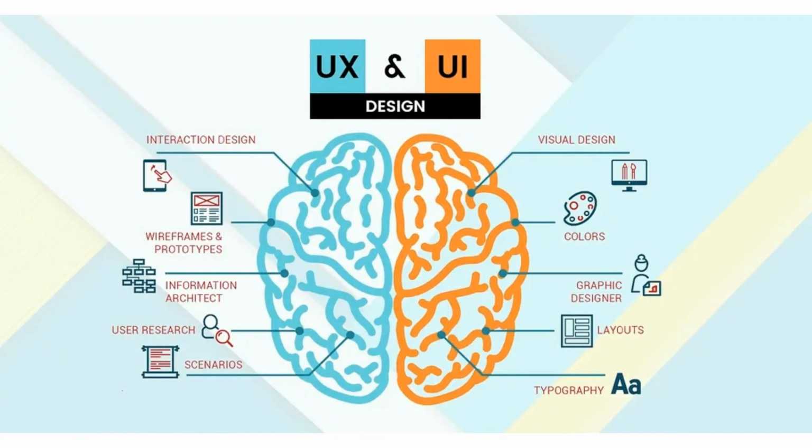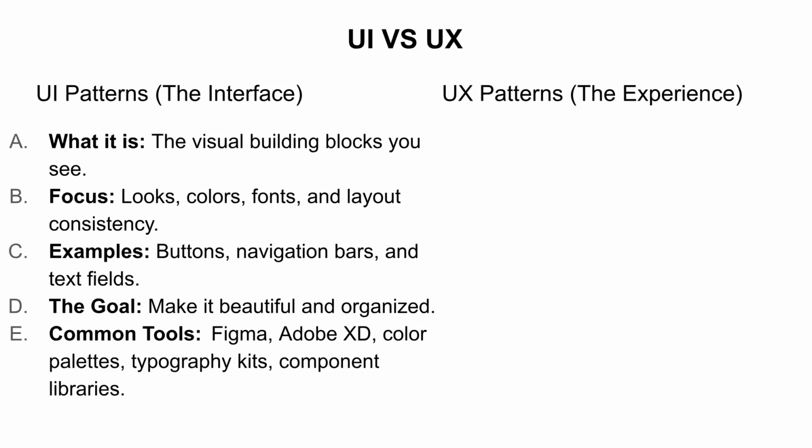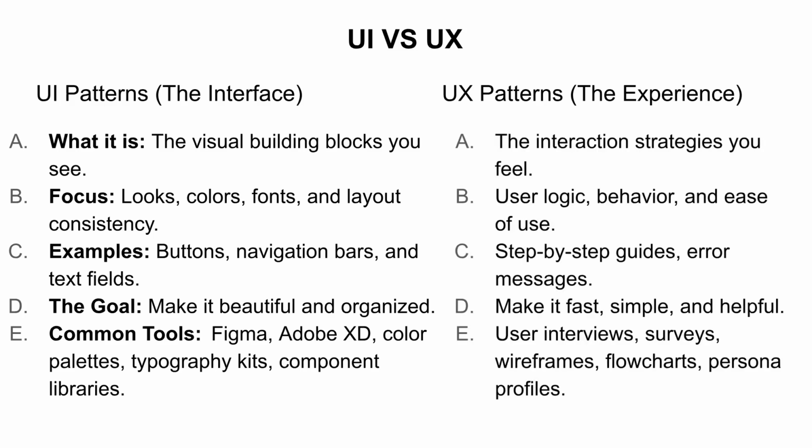The two disciplines, UX and UI, work hand in hand. UX involves aspects like interaction design and user research, while UI focuses on visual design, colors, and typography. UI patterns are the visual building blocks, focusing on looks, colors, and fonts, with the goal of making a product beautiful. UX patterns are the interaction strategies, focusing on user logic and ease of use, with the goal of making it fast, simple, and helpful.